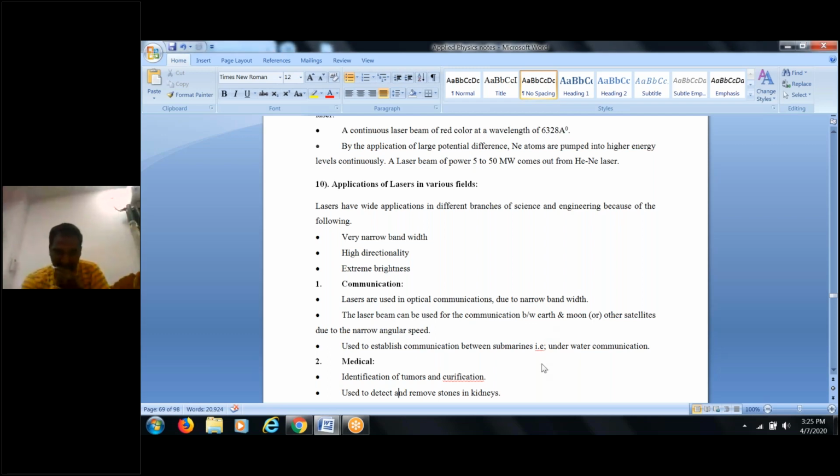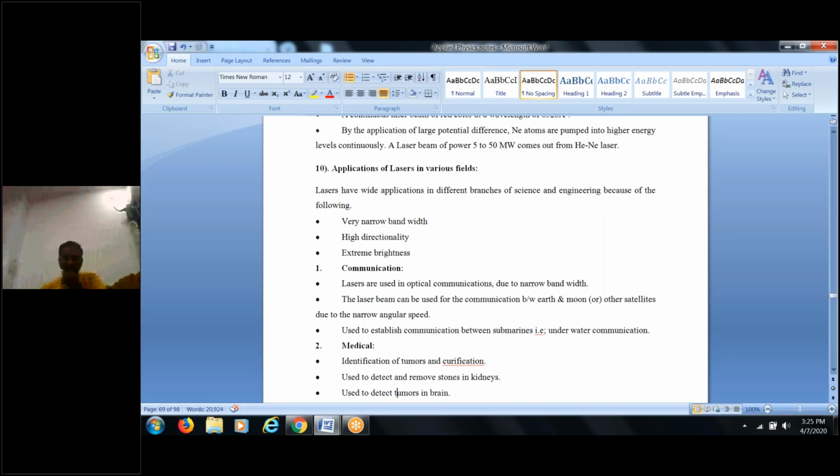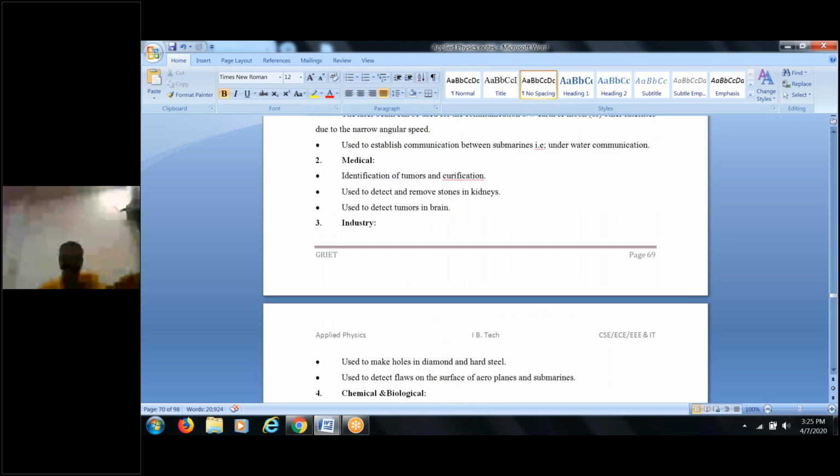And in the medical field, there are so many applications. Laser light is used for identification of tumors in the treatment of cancer, to remove stones in the kidneys, to identify tumors in the brain, and to remove unwanted hair. Like this, we have so many medical applications.